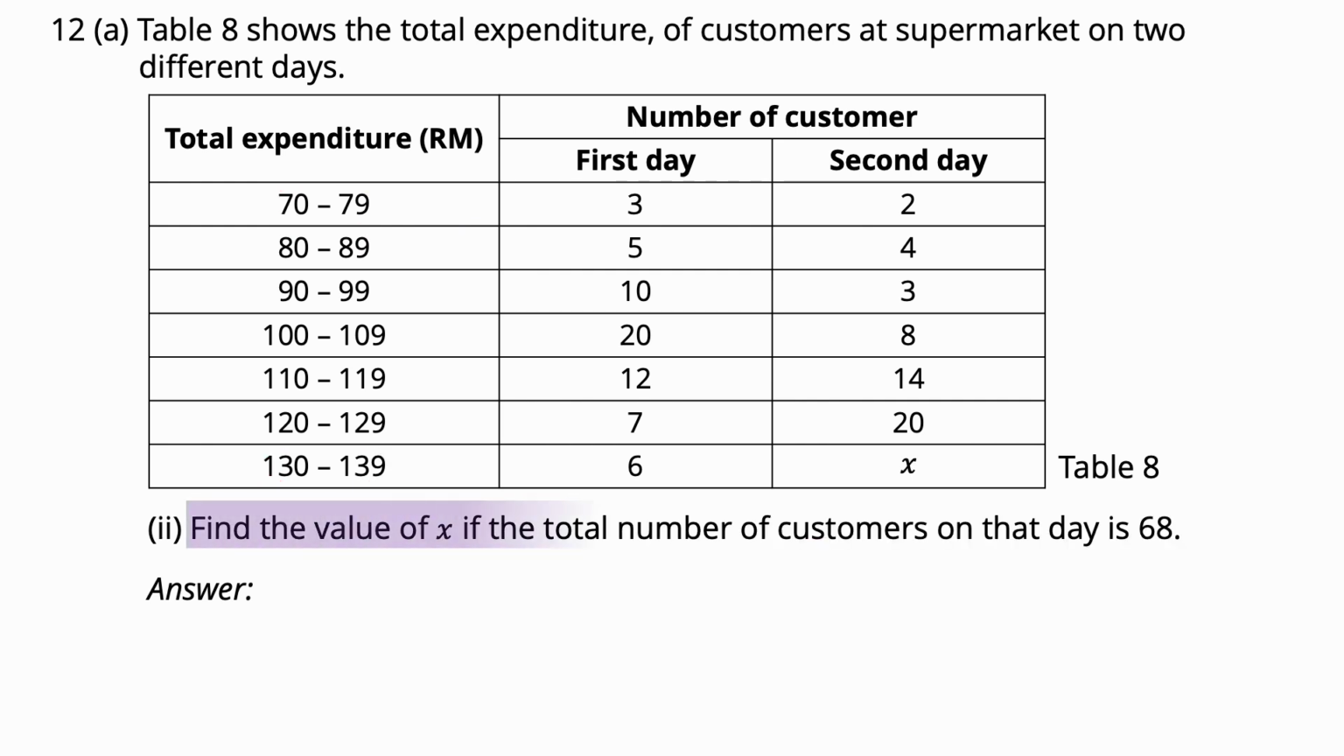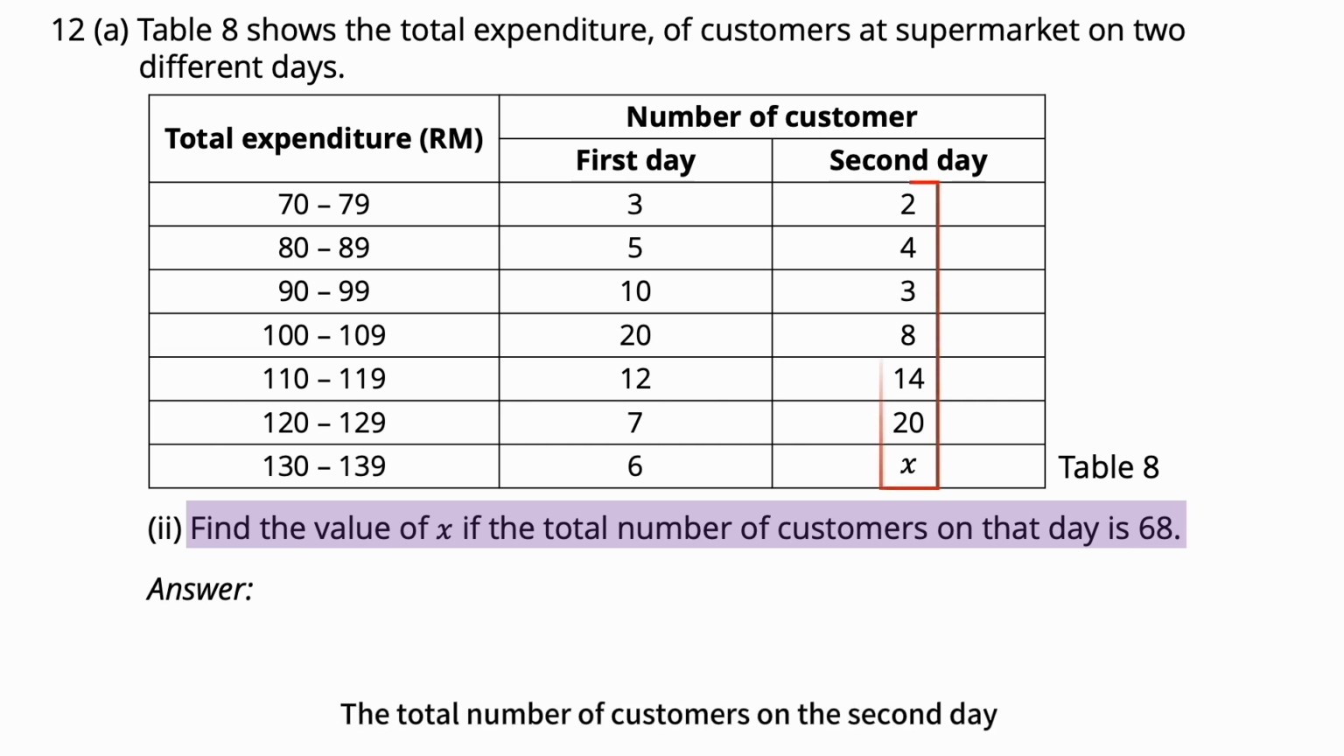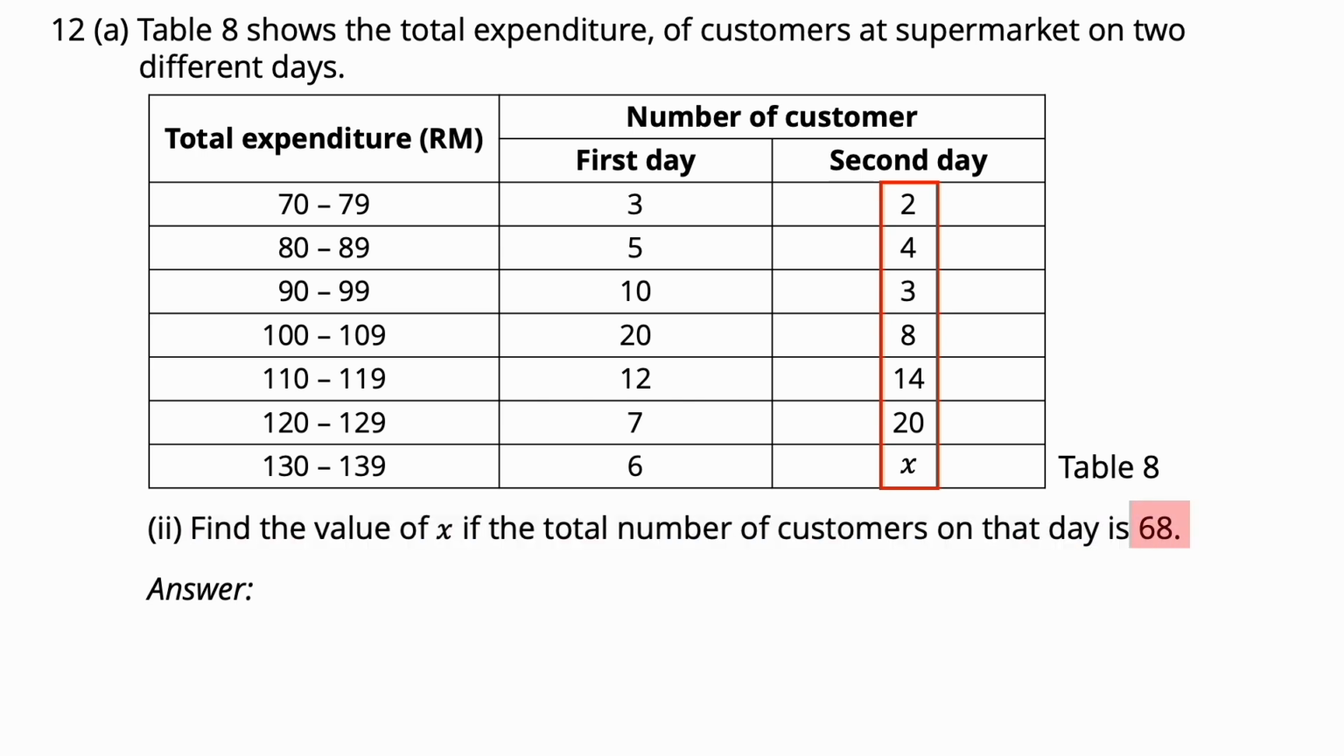A2. Find the value of x if the total number of customers on that day is 68. The total number of customers on the second day is 68. 2 plus 4 plus 3 plus 8 plus 14 plus 20 plus x equals 68. Add up the numbers. 51 plus x equals 68. x equals 17. The value of x is 17.